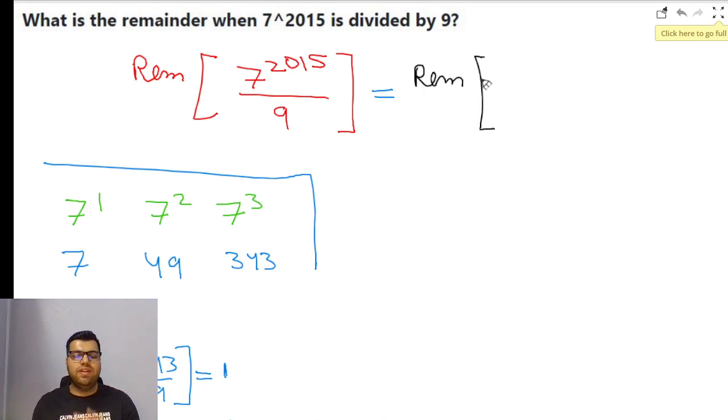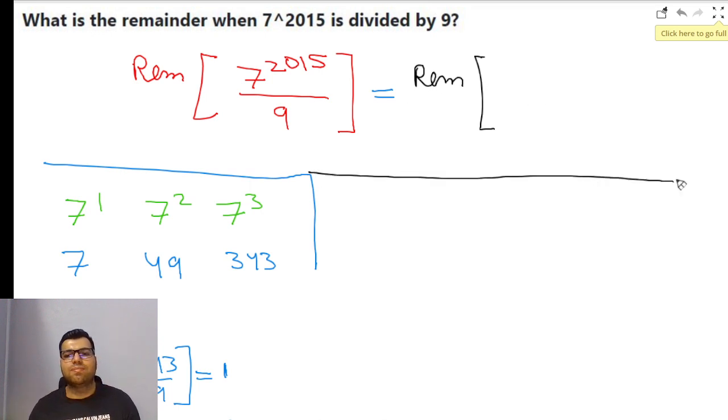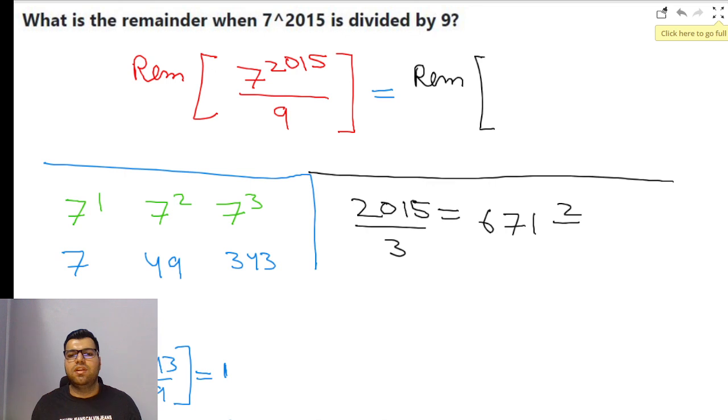Now 2015, I need to break it. So breaking 2015 we have to learn. Nothing new. Either you break it properly, so you divide 2015 by 3. What will come? You will see 6, 21, 7, and then 1: 671, remainder 2 by 3. So this means you can write this thing as remainder of 7.